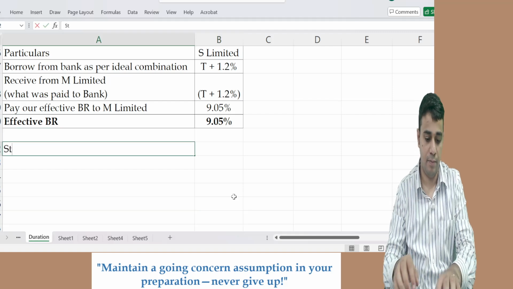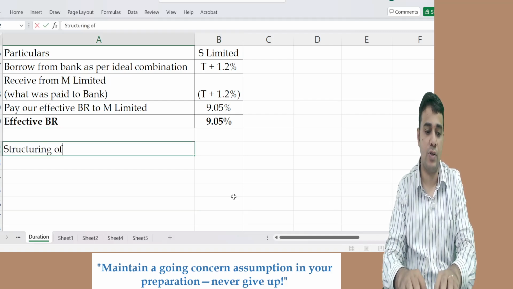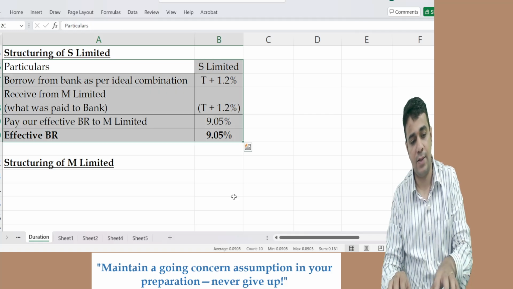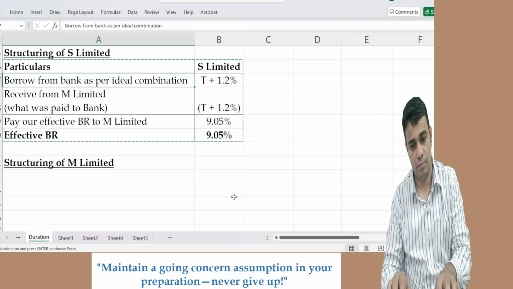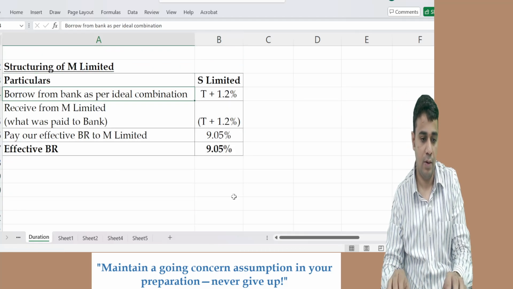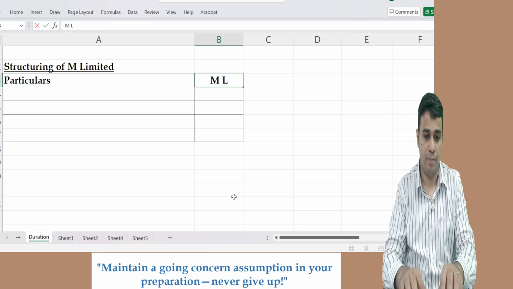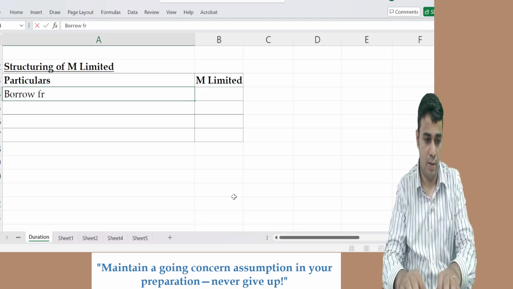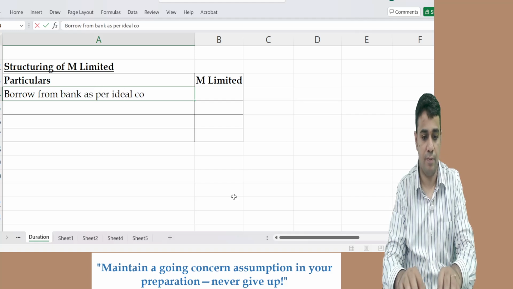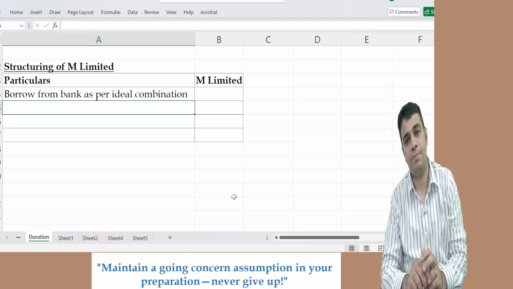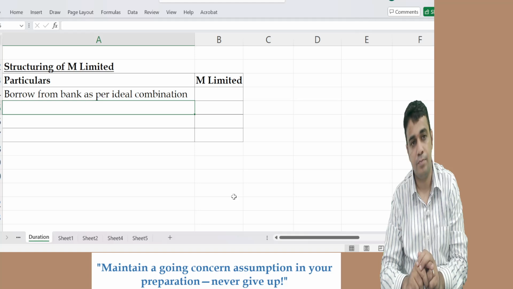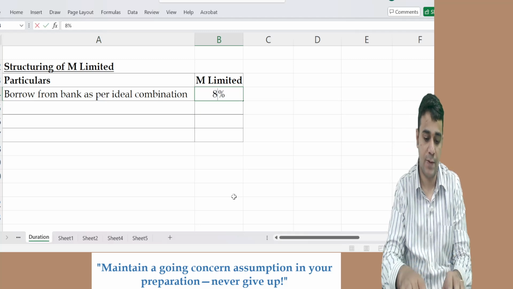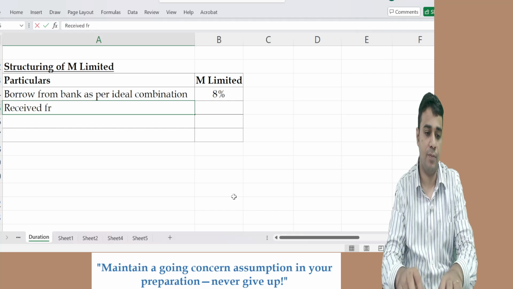Structuring of M Limited. I can do it in a single table also, but sometimes you may find it a little confusing. So I do it as a separate table. The printed answer will have a single table. Borrow from bank as per ideal combination. What's the borrowing rate from bank as per ideal combination? 8%. Receive from S Limited.